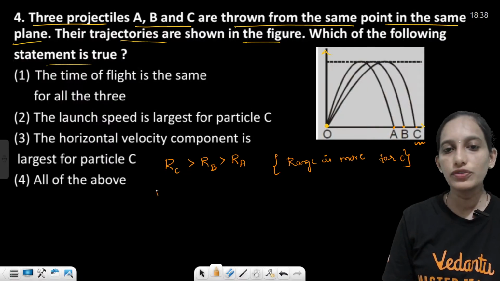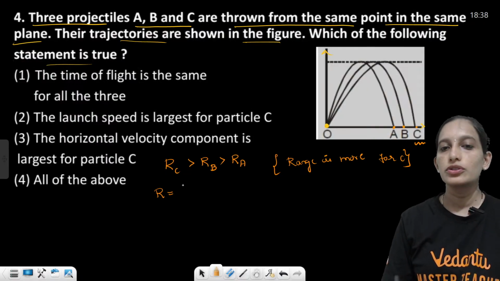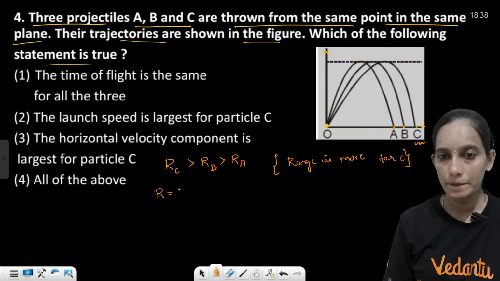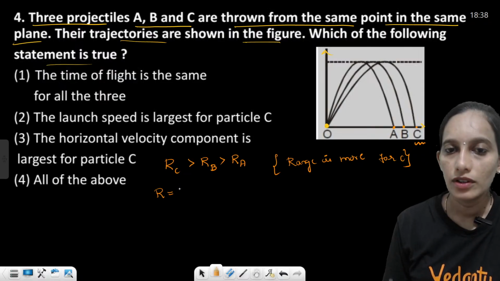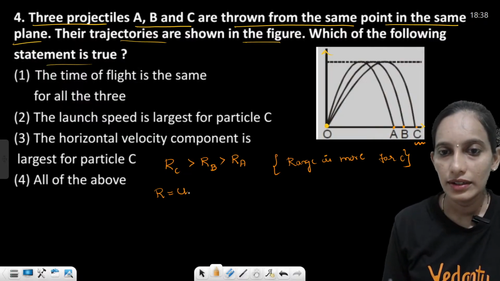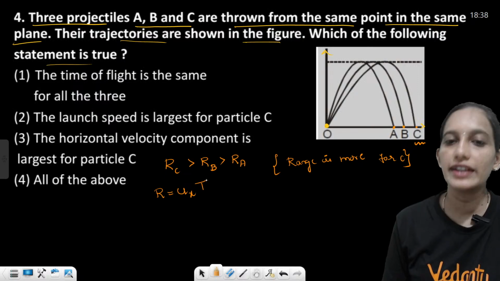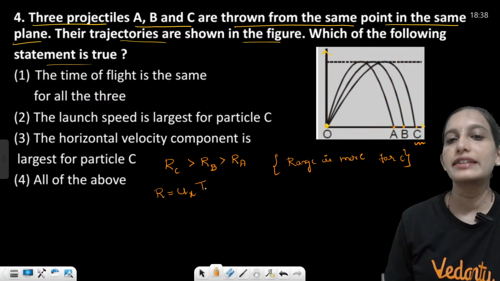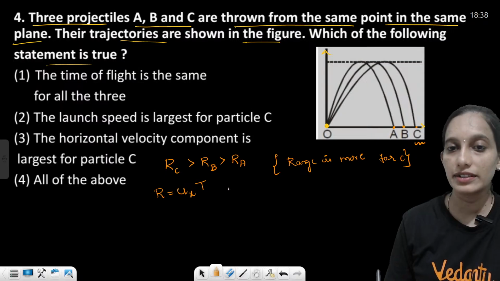Yes. So the range is more for C. Okay. Range formula, you know. So range is given by, you can write it in many ways. It is like ux into time of flight, you can write. Currently I am writing like this. Later you will understand why I am considering this. Okay, so hope you know this, correct?